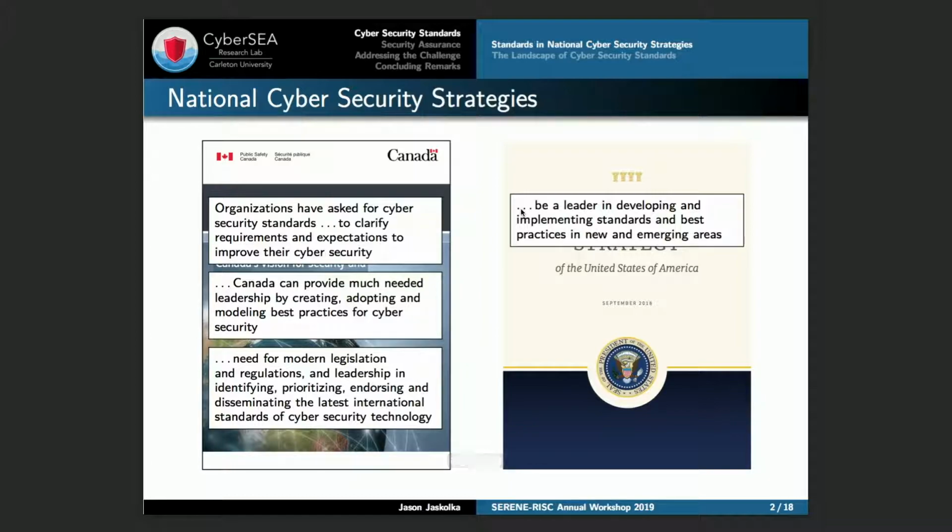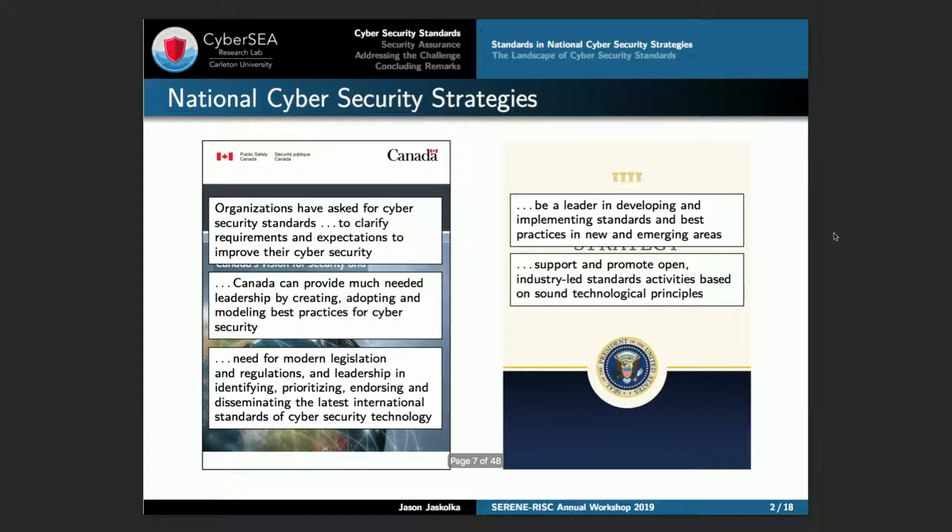When we start looking at what the United States says about it, we see much of the same sort of thing, in that the United States federal government can be a leader in developing and implementing standards, especially in emerging areas, and that it's the role of the federal government to actually support and promote open industry-led standards activities based on sound technological principles. So what we start seeing in the United States security strategy is a bit more precision on what these standards might look like.